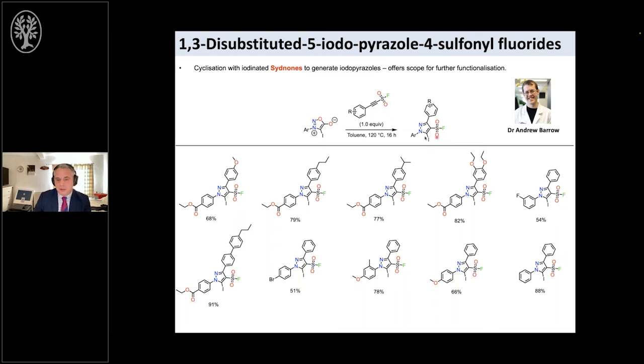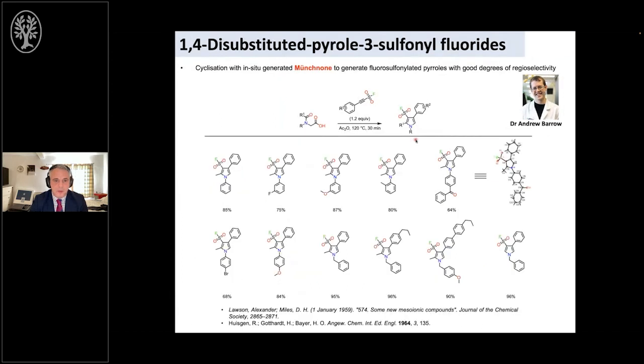Now, of course, you can imagine you've got two handles here, which one could perhaps diversify from this core. So this gives another opportunity to build a library. And again, the yields are pretty good. And most importantly, the single regioisomer. Of course, we couldn't forget munchnones. We've done the sydnones. So in this case, we get these pyrroles with 3-sulfonyl fluoride substitution. Yet again, I'm not going to say it, but they were pretty good reactions.